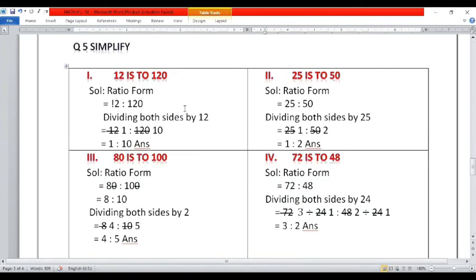Now here we should know that 'is to' means ratio. 12 is to 120. Dear students, I will write here ratio form, and this is the 1, not the sign of exclamation. 12 ratio 120. We can divide both values by 12. 12 can be divided by 12 one time. 120 can be divided by 12, 10 times. So I have mentioned here the answer after cancelling. Here 1 time, here 10 times. 1 ratio 10. Now this is the reduced form, and this is the simplified form of the given.